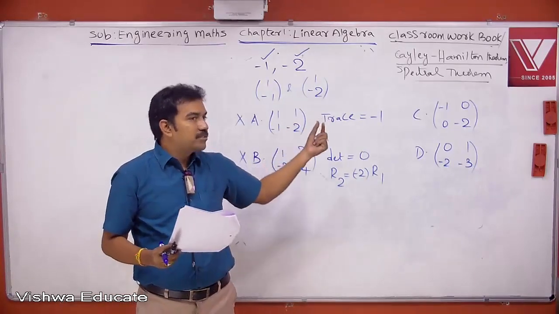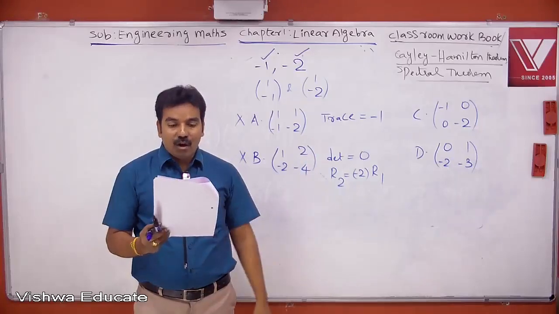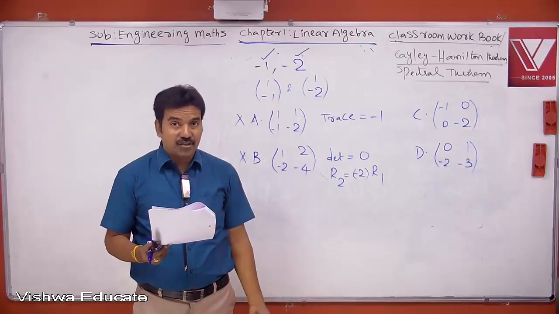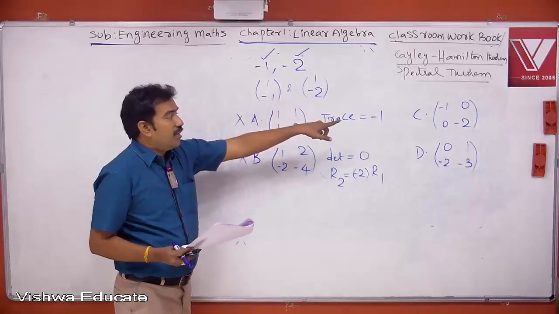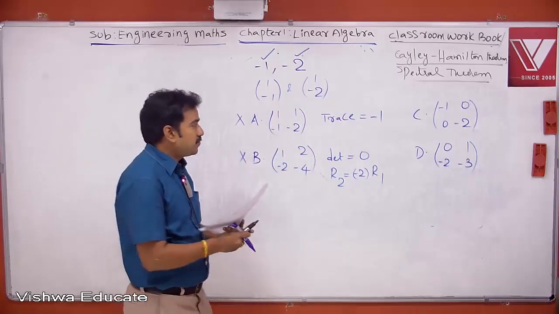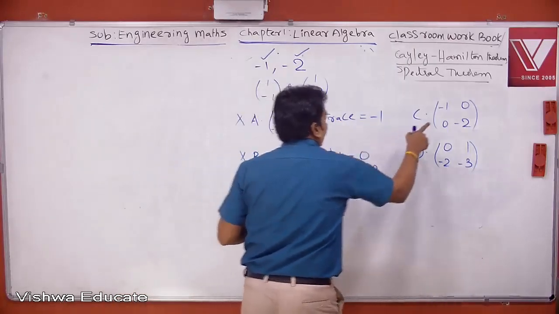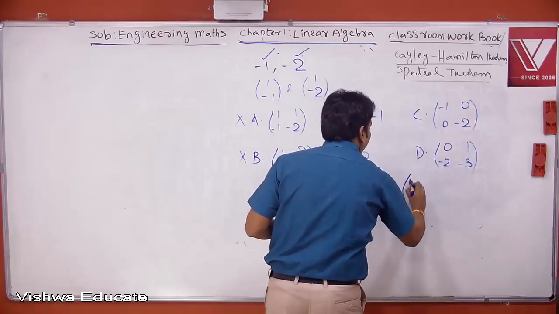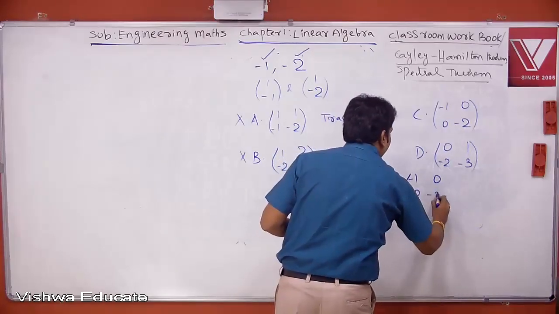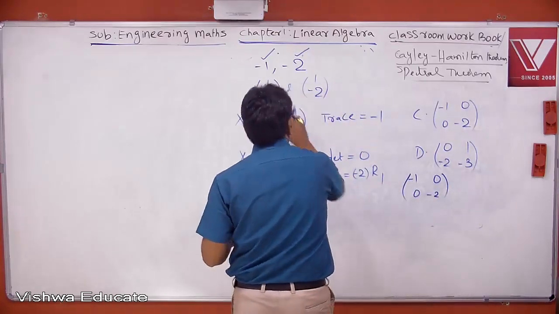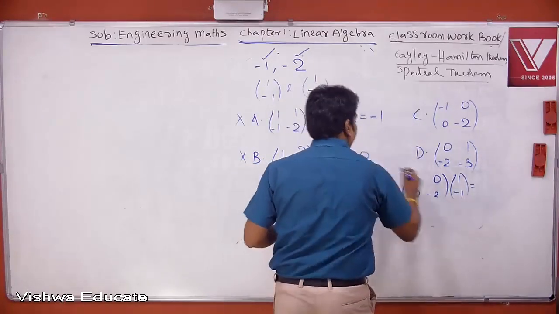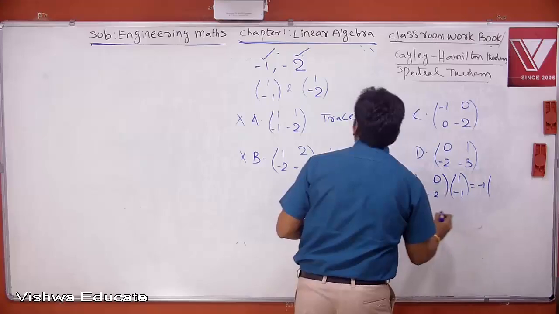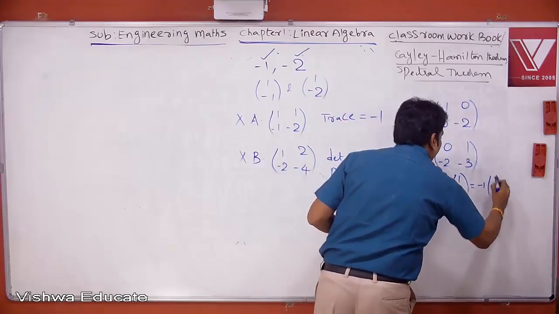But when you go through option C and option D, they have eigenvalues minus 1 and minus 2. Therefore, let us apply these eigenvectors to eliminate C or D. Now let us start with C. C is minus 1, 0, 0, minus 2 into my first eigenvector, 1, minus 1. The eigenvalue is minus 1, so this is minus 1 into 1, minus 1.